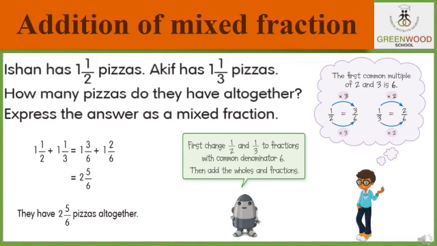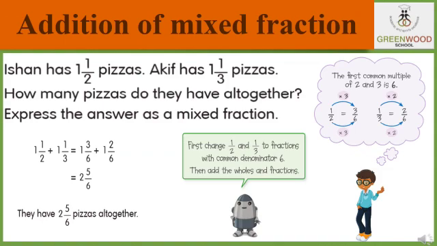The next topic is addition of mixed fractions. Ishan has 1 integer 1 by 2 pizzas. Akif has 1 integer 1 by 3 pizzas. How many pizzas do they have altogether? Express the answer as a mixed fraction. But first, 1 by 2 and 1 by 3 are unlike fractions, so we'll convert them to like fractions. Let's see the common multiple of 2 and 3. The first common multiple of 2 and 3 is 6.